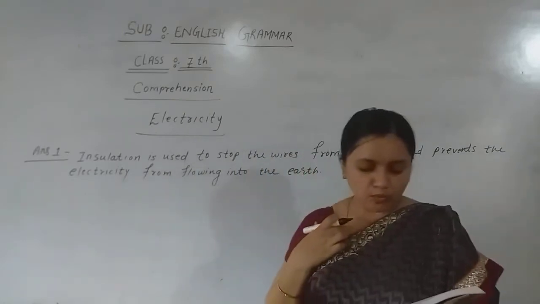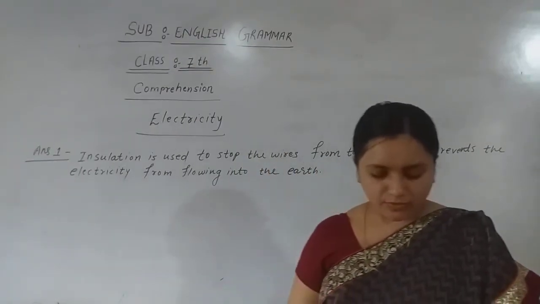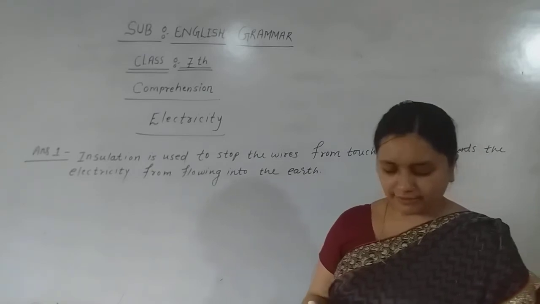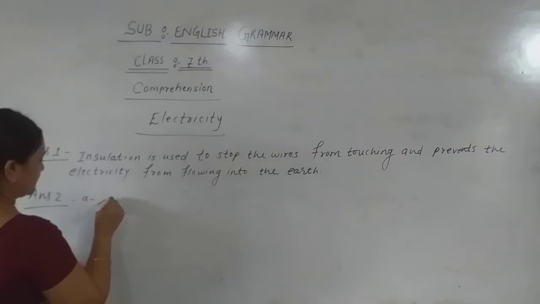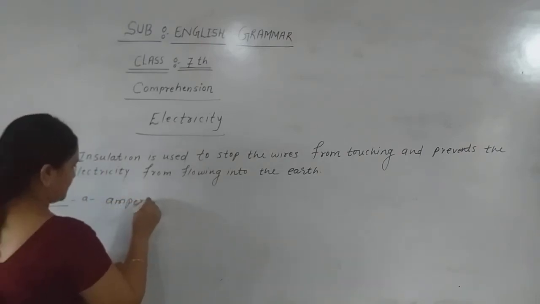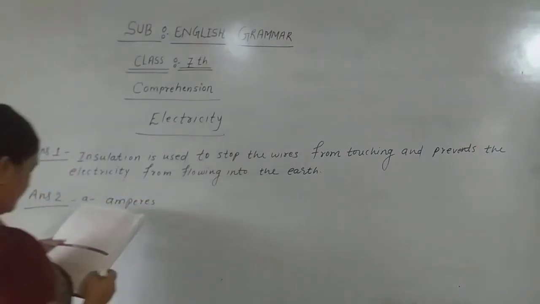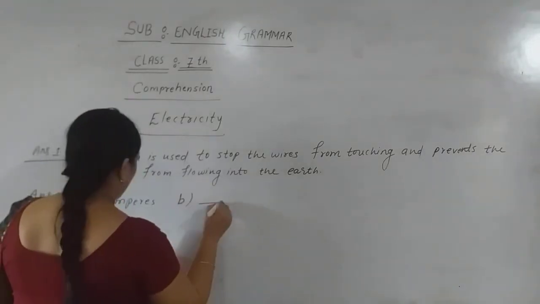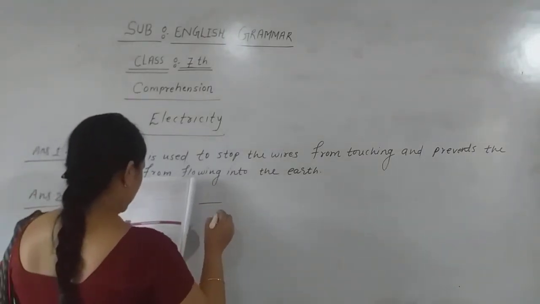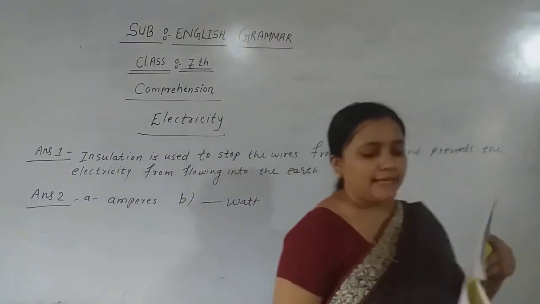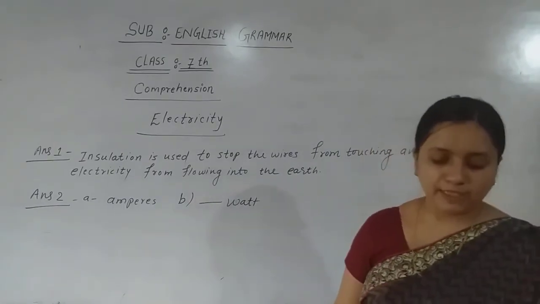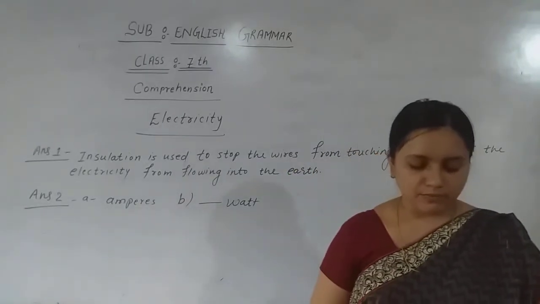Now the next question, what are the units for electric currents? Electric currents, the unit that can be used for the basic electric current, and that is ampere. And the second, electric power, watt. Now next question, choose the correct answers from the given question.